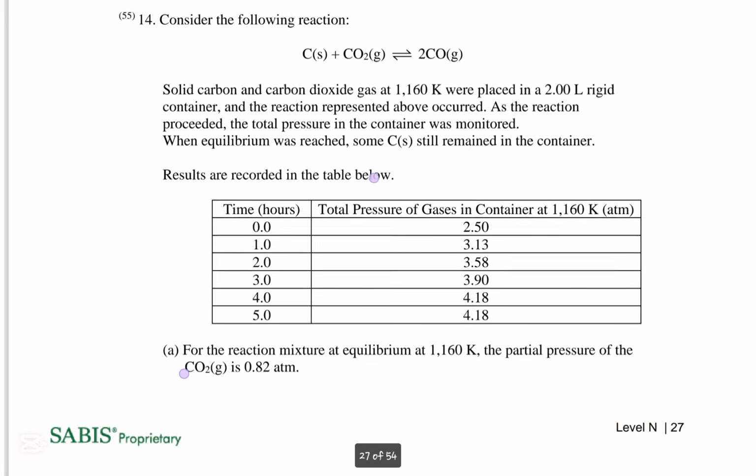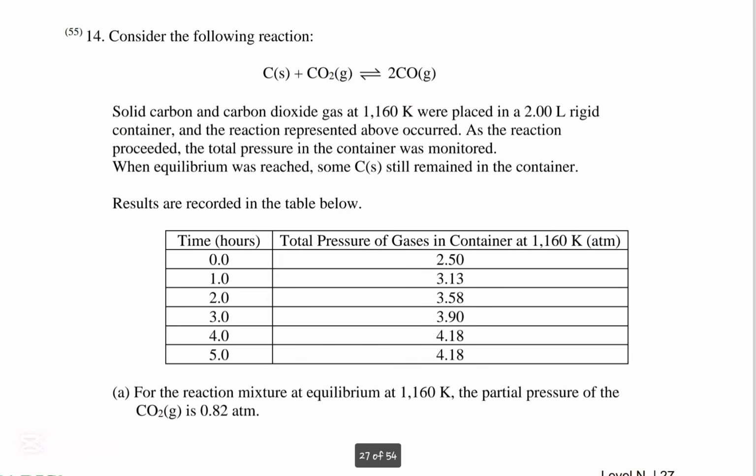We'll move on now to question 14. What does it say? It says, consider the following reaction. Solid carbon and carbon dioxide gas at 1160 Kelvin were placed in a 2-liter rigid container, and the reaction represented above occurred. As the reaction proceeded, the total pressure in the container was monitored. When equilibrium was reached, some carbon still remained in the container.